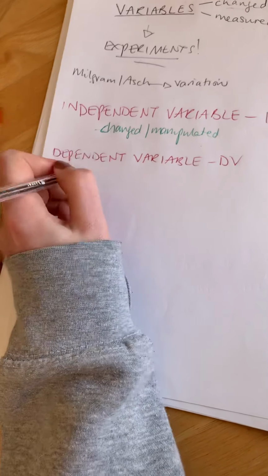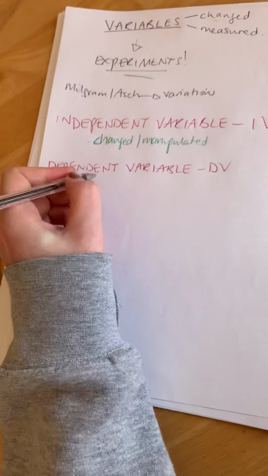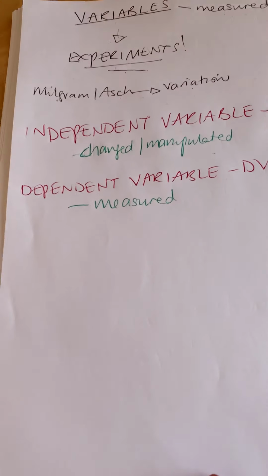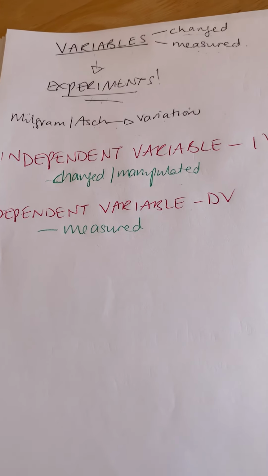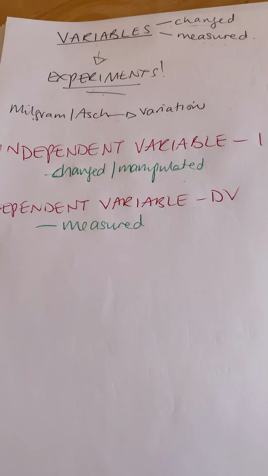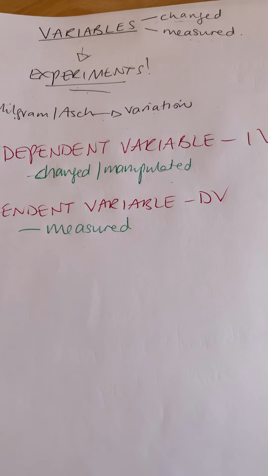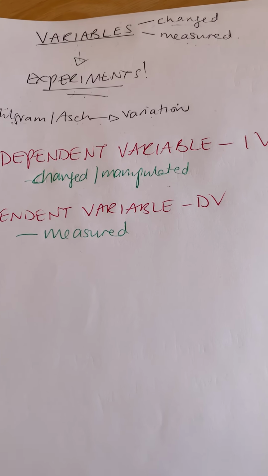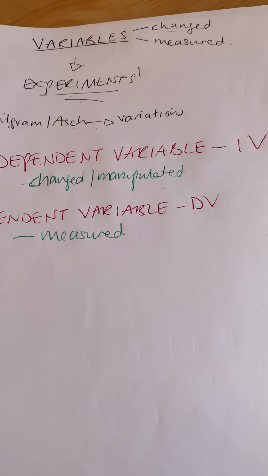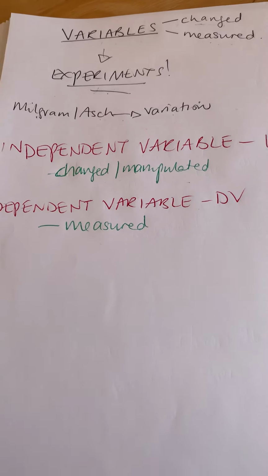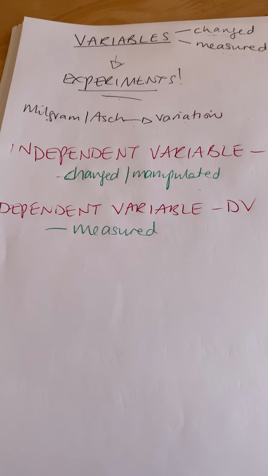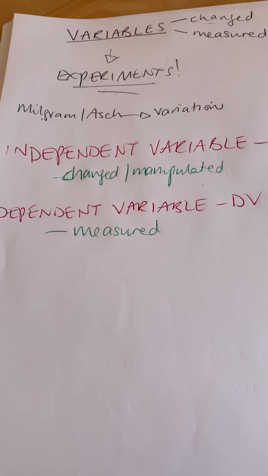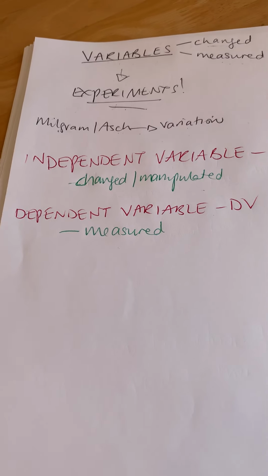And this is, can you guess, the variable which is measured. So through every single experiment there will be measurements taken. There will be things that will be recorded, like how many or how quickly, or something like heart rate. So those results that are taken, that is our dependent variable. That is what is measured.